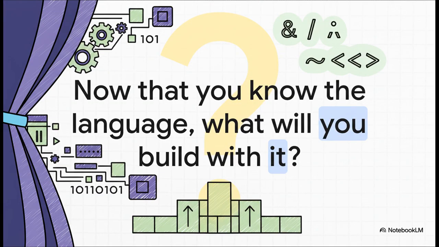So we've pulled back the curtain and learned the secret language of the machine. These operators give you a direct line to the ones and zeros. They really are the fundamental building blocks. So the only question left is, now that you know the language, what are you going to build with it?